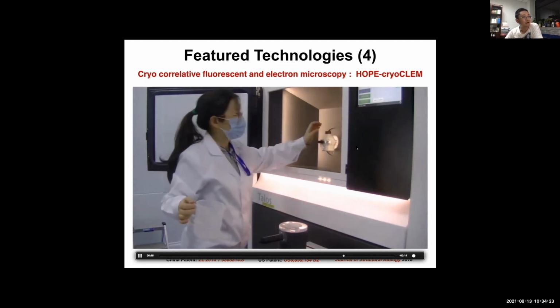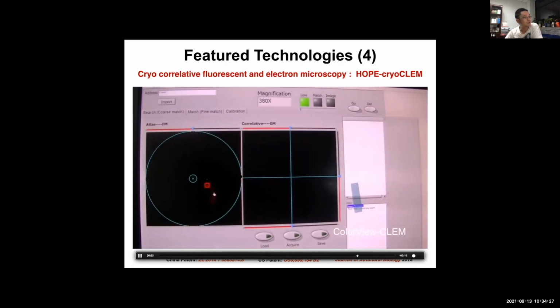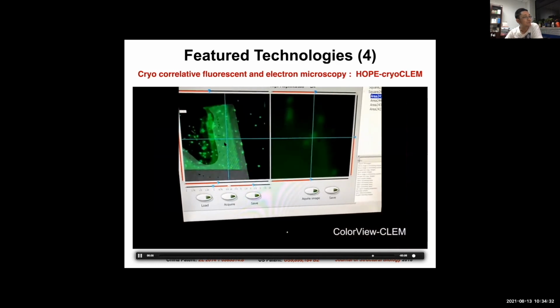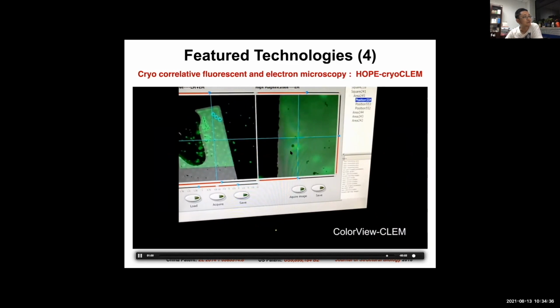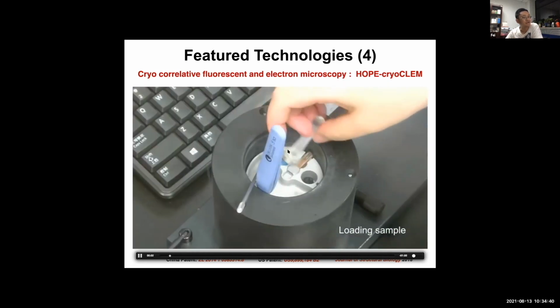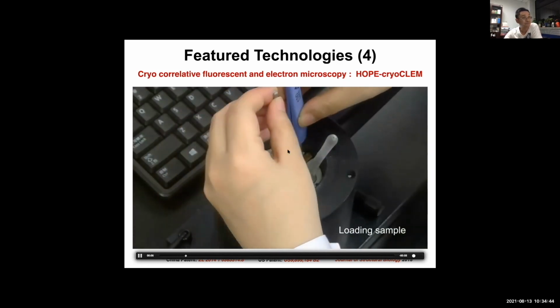And after loading, we can check our cryo sample, and by merging the EM micrograph with the fluorescence microscope image, we can identify our target region to see the ultrastructure.